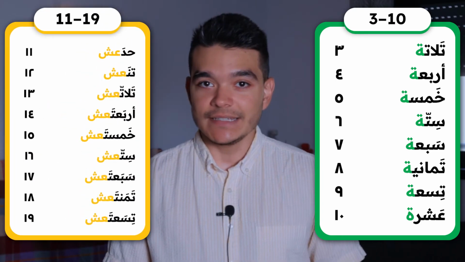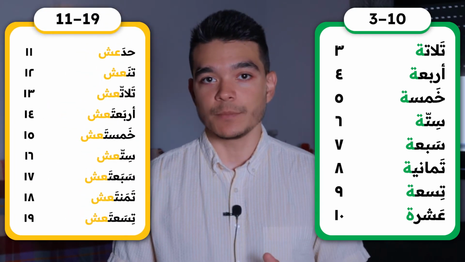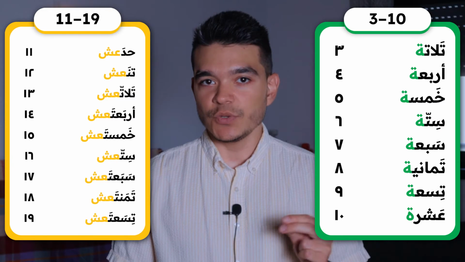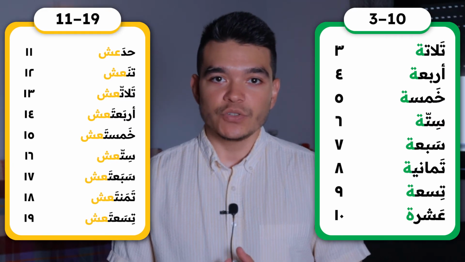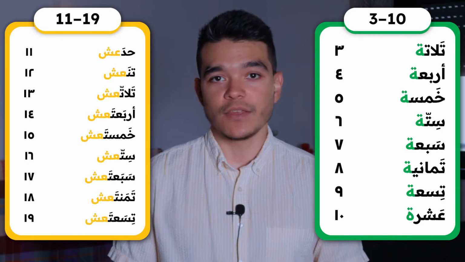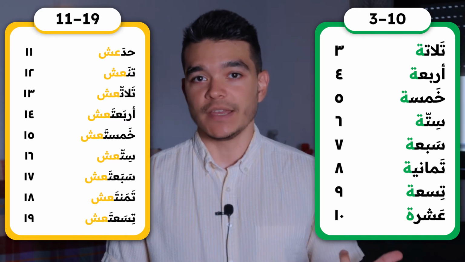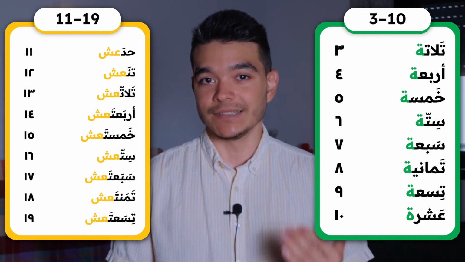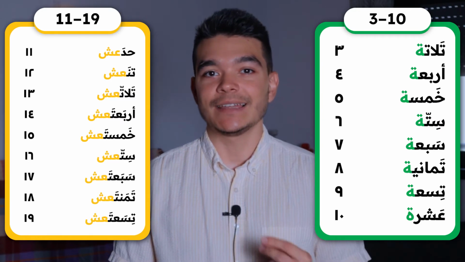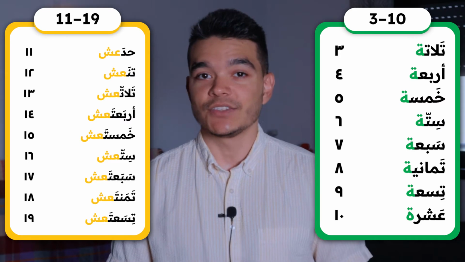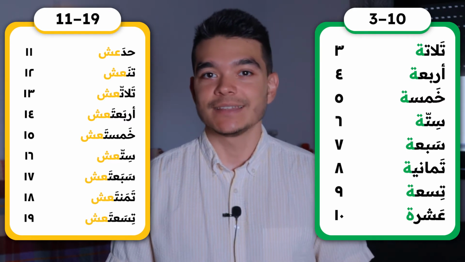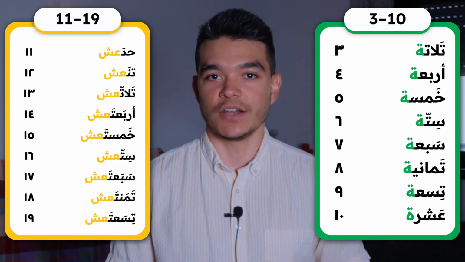As for 11 to 19, these are a fusion of 1 to 9 plus ash. Although this is originally short for ashra, it's actually pronounced without the ain. Again, notice that there's a tab between the number and the ash, which comes from the ta marbuta in the original cardinal number. 11, 12, 13, 14, 15, 16, 17, 18, and 19.